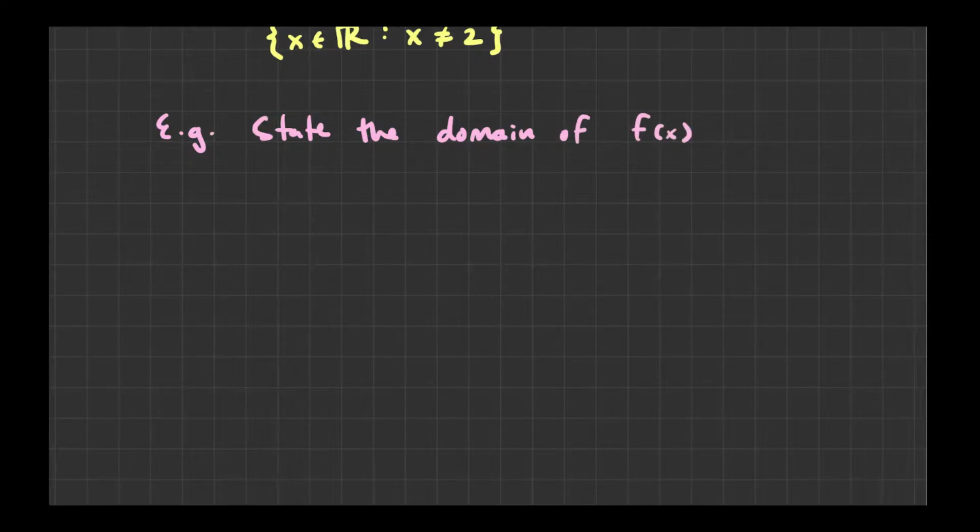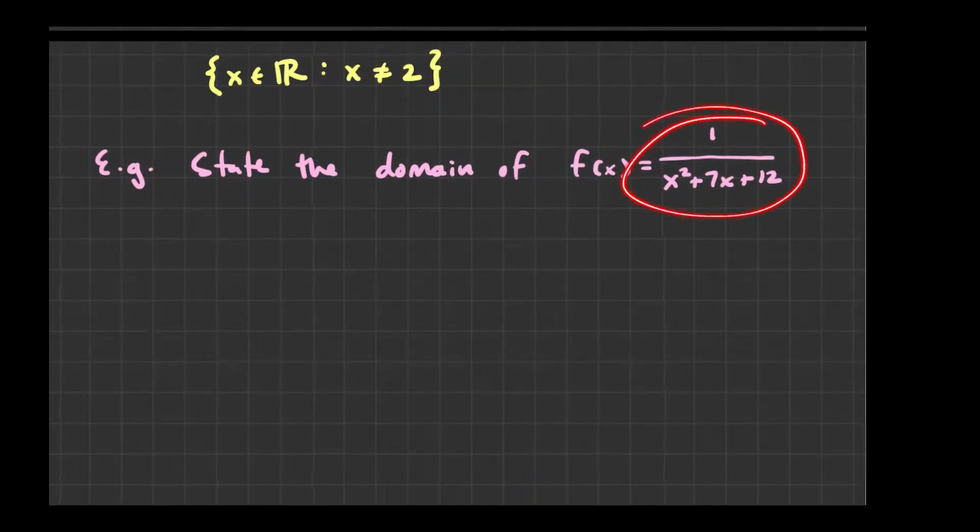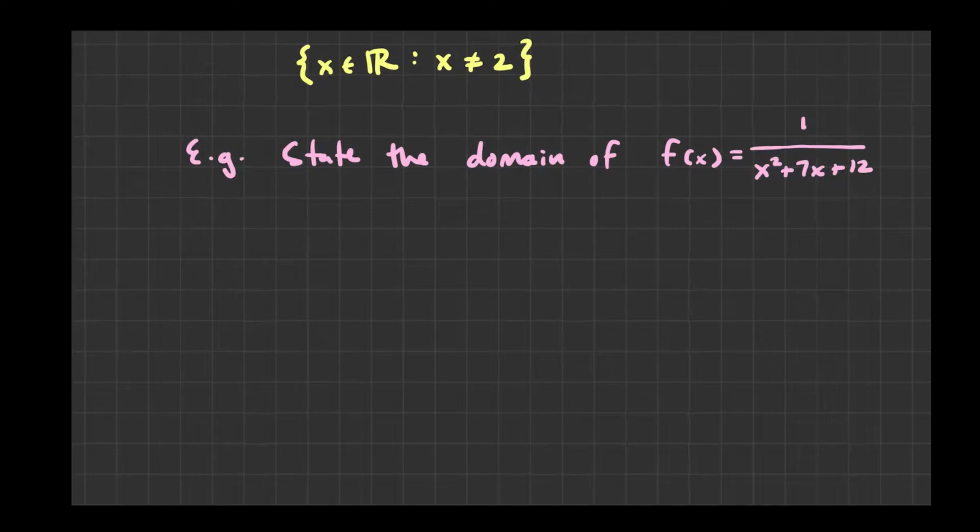f of x. I'm going to call this one 1 over x squared plus 7x plus 12. Ooh, spooky stuff. So we're going to state the domain of this one. This is going to be a multi-part question. We're going to have to break this one apart. But we're still going to follow the same steps of finding the domain of, in this case, a rational function. So this is a rational function because it's one thing divided by another thing. It's just that the denominator now is a little more complicated, isn't it? This is a quadratic. So let's go ahead and see what we can do.